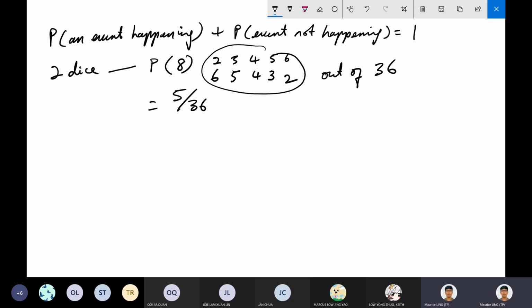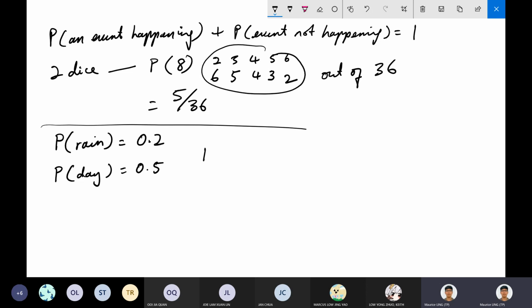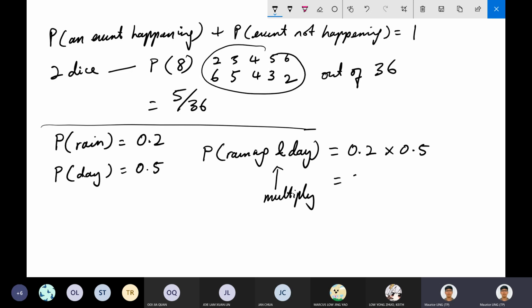Now, how about if I were to tell you that in Singapore, it rains, for example, 20% of the time. But you also know that in Singapore the day and night are roughly equal, right? So the day is about 50% of the time, correct? If I want to ask you to find out the probability of raining in the day, how will you do that? Correct. You just multiply the probabilities. Here you get 0.2 times 0.5. So basically a 10% chance that it will rain in the day.